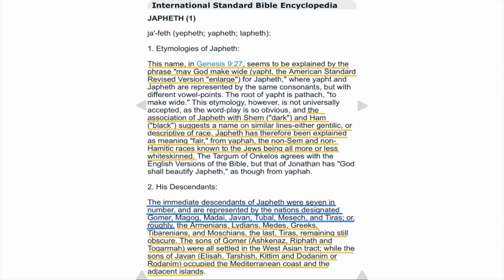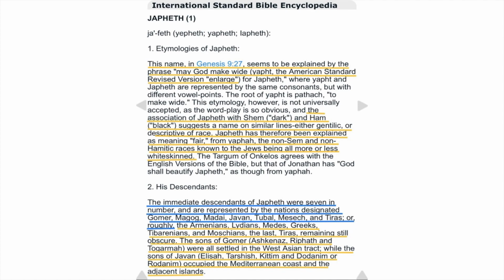This name in Genesis chapter 9 verse 27 seems to be explained by the phrase, "May God make wide Japheth," in the American Standard Revised Version, "enlarge." The association of Japheth with Shem, dark, because Shem is likely dark skinned.